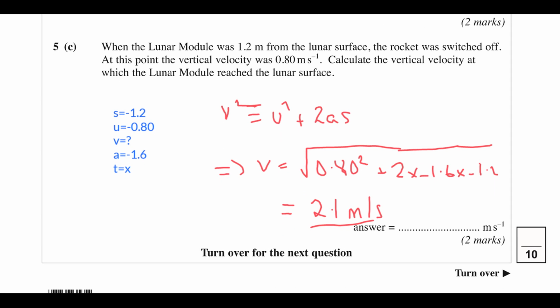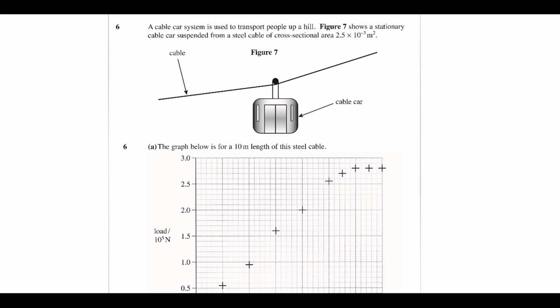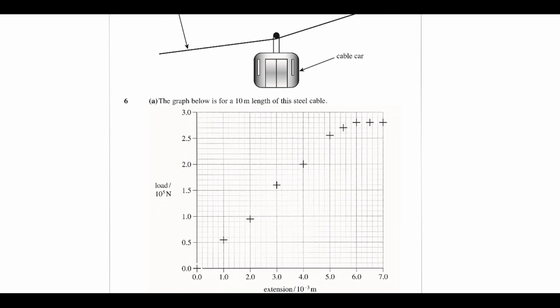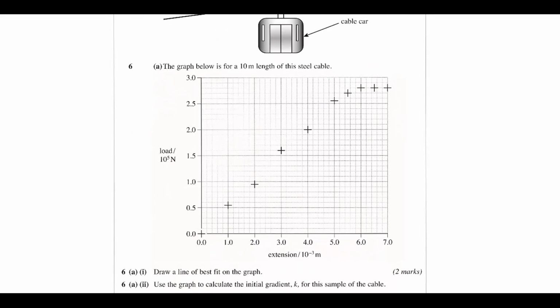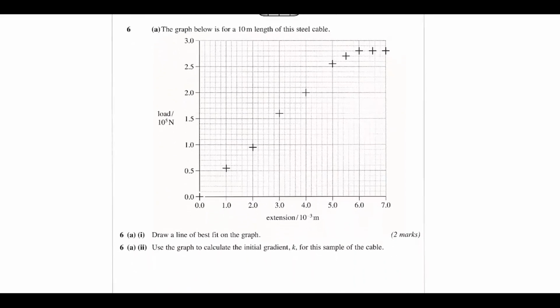Let's move on. All right, so we've got a cable car system used to transport people uphill. We've got a cable with a cross-sectional area of 2.5 times 10 to the minus 3. I sense some Young modulus stuff coming up if we've got cross-sectional area and stress, that kind of thing. So we've got a graph shown for a 10-meter length of the cable as we apply different loads to it.